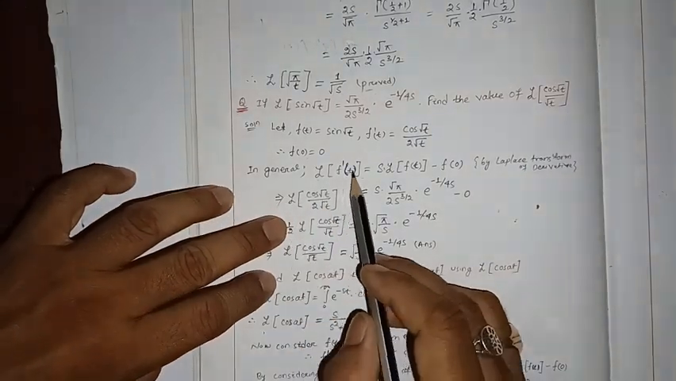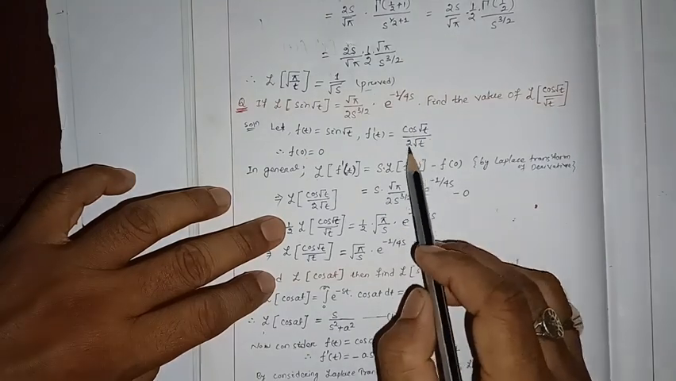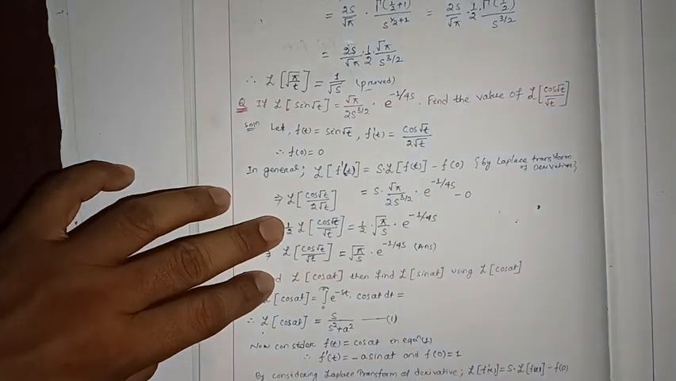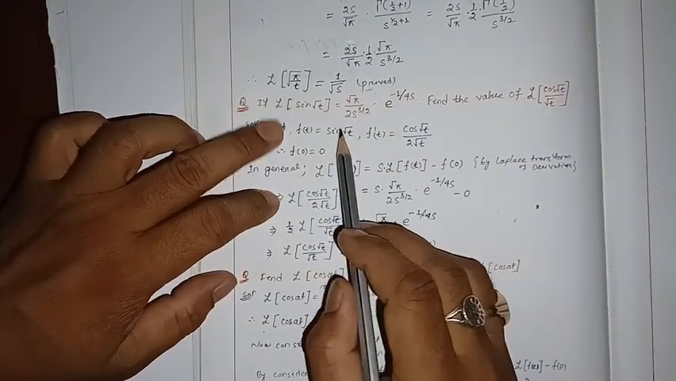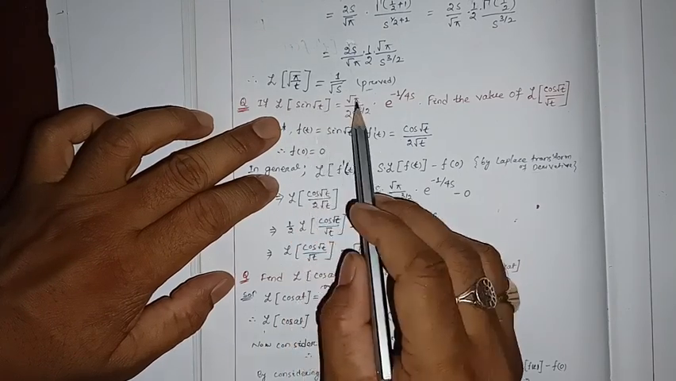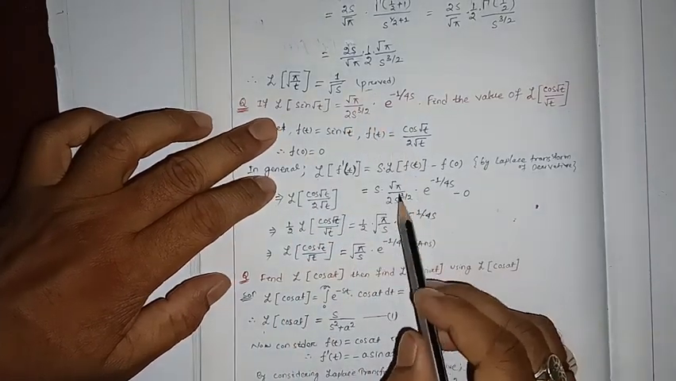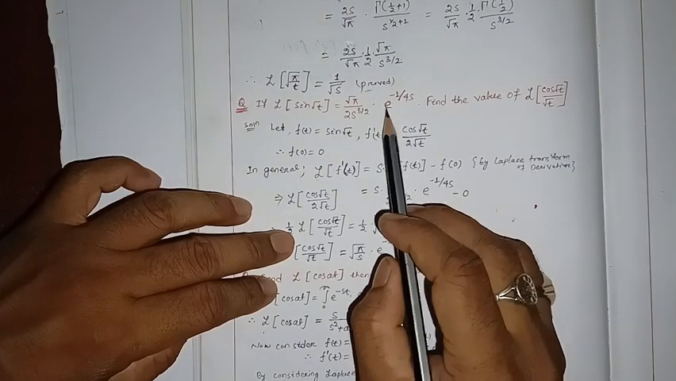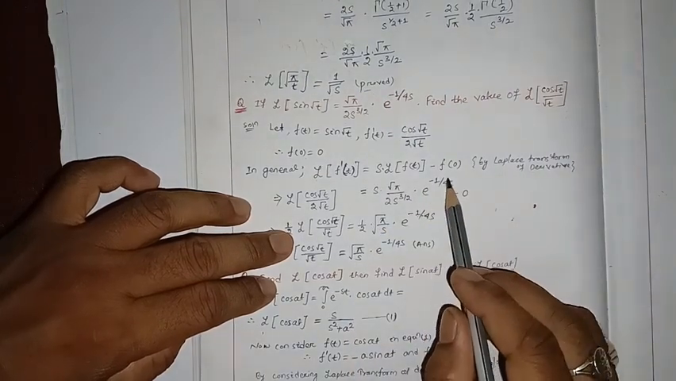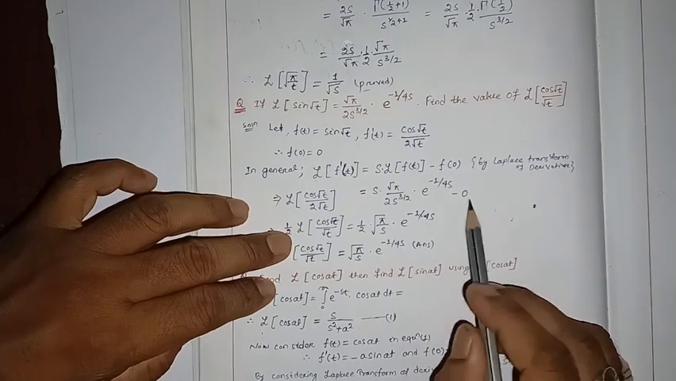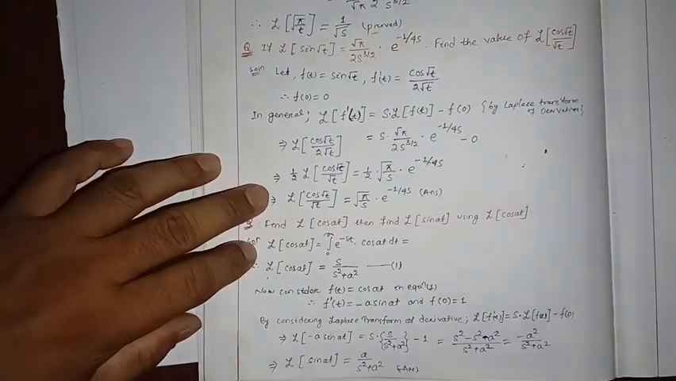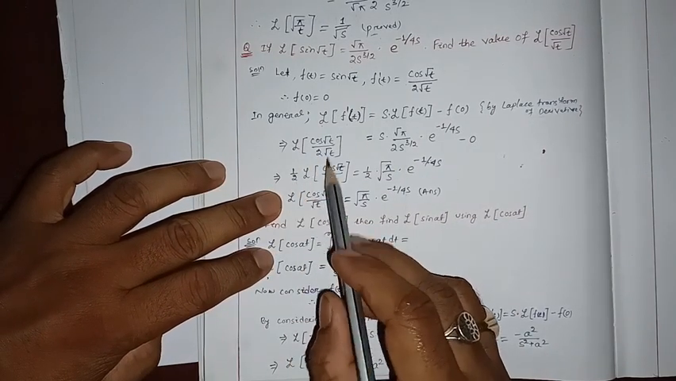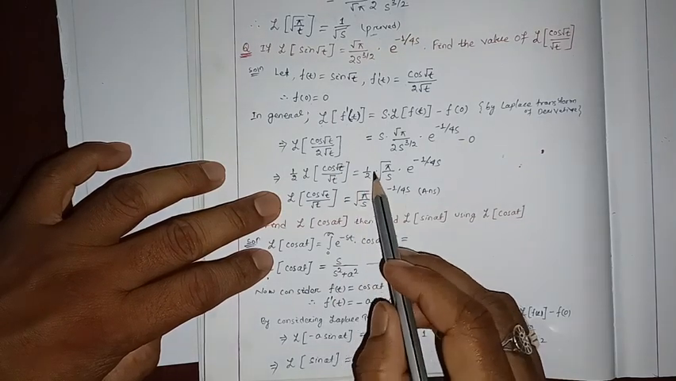That implies the Laplace transform of f dash t, which is cos root t by 2 root t, is equal to s into the Laplace transform of f(t), which is our sin root t. And it is already given that the Laplace transform of sin root t is root pi by 2 s to the power 3 by 2 into e to the power minus 1 by 4s, and f(0) is 0. That implies 1 by 2 can be taken outside.